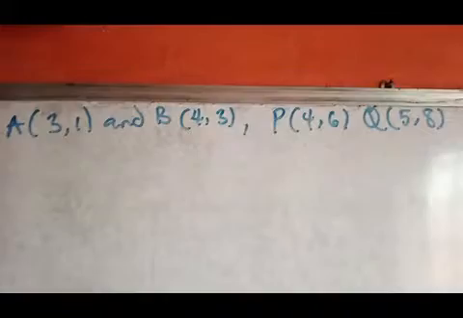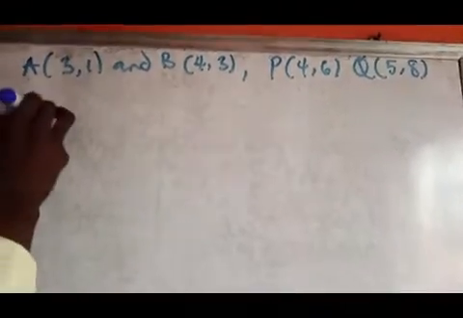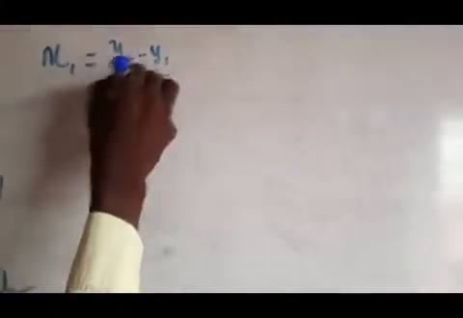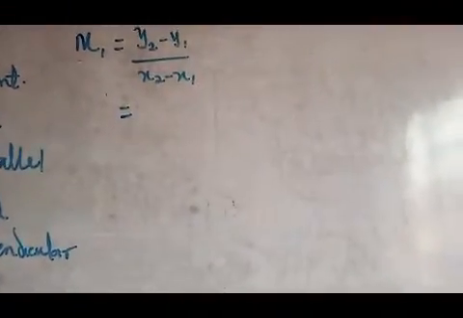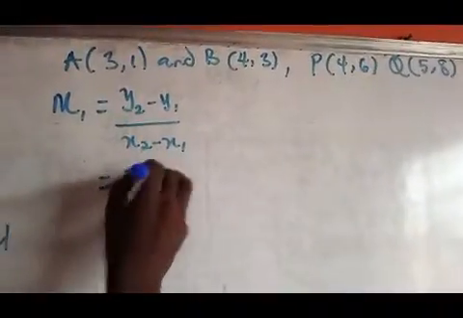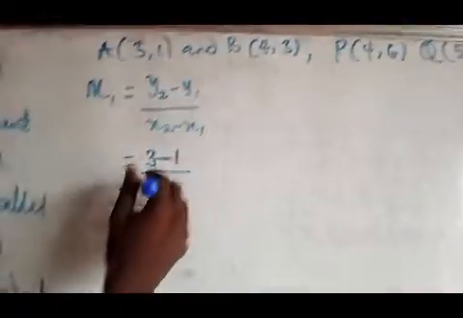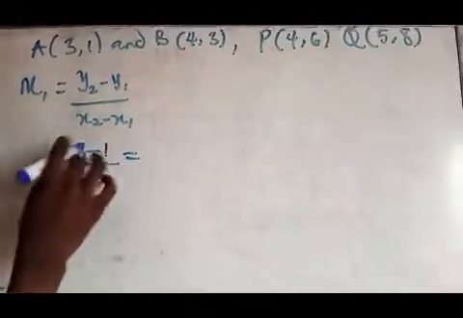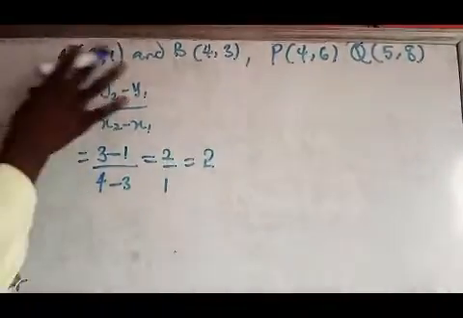The first thing I need to do is to get the gradient of AB. So how will I get the gradient of AB? Let's call that m1. So our m1 is (y2 - y1) over (x2 - x1). And that will give us, what's your y2? This is your y2, 3, minus y1, 1, all over x2, which is 4, minus x1, which is 3. So that's 3 minus 1, 2, over 1, and that's giving me 2. So my m1 is 2.